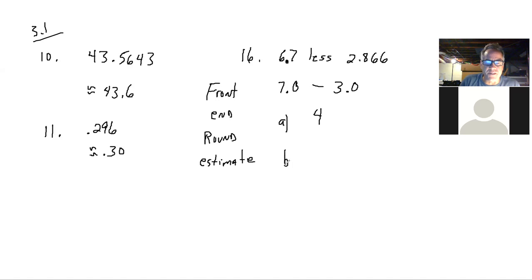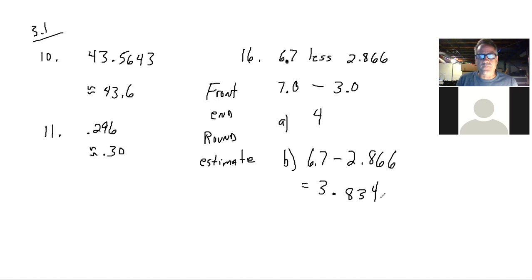Part B just wants the exact answer. That is going to be 6.7 minus 2.866. So you just actually get your calculator out and do the actual calculation, which is 3.834. So, any questions on front end rounding in terms of estimation? Okay.